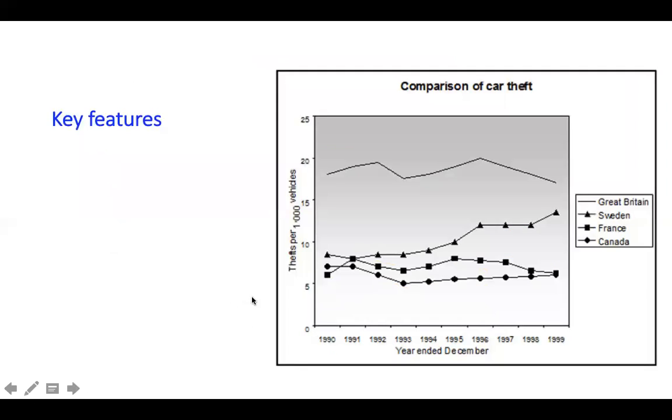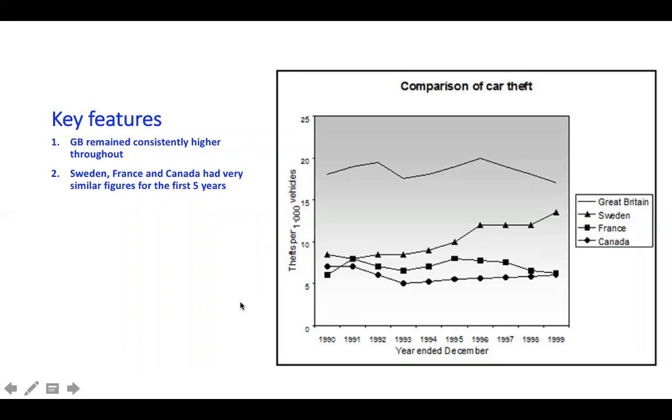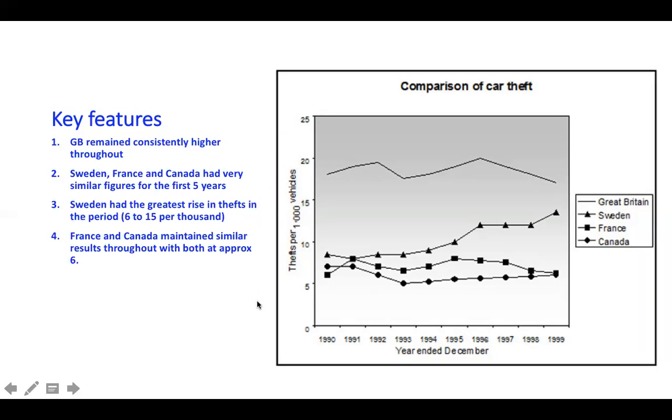Just to review the key features then. The first main feature is that Great Britain remained consistently higher throughout the period. Sweden, France, and Canada had very similar figures for the first 5 years. Sweden had the greatest rise in thefts in the period, from 6 to 15 per 1,000, and France and Canada maintained similar results throughout, with both at approximately 6 in 1999. So that's basically my key features.